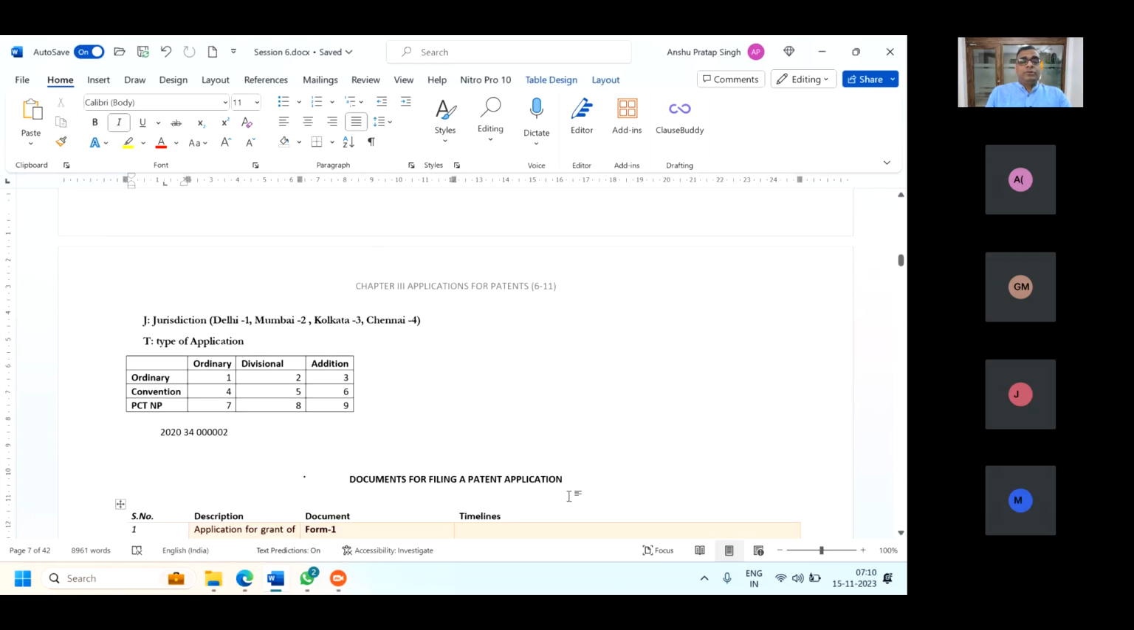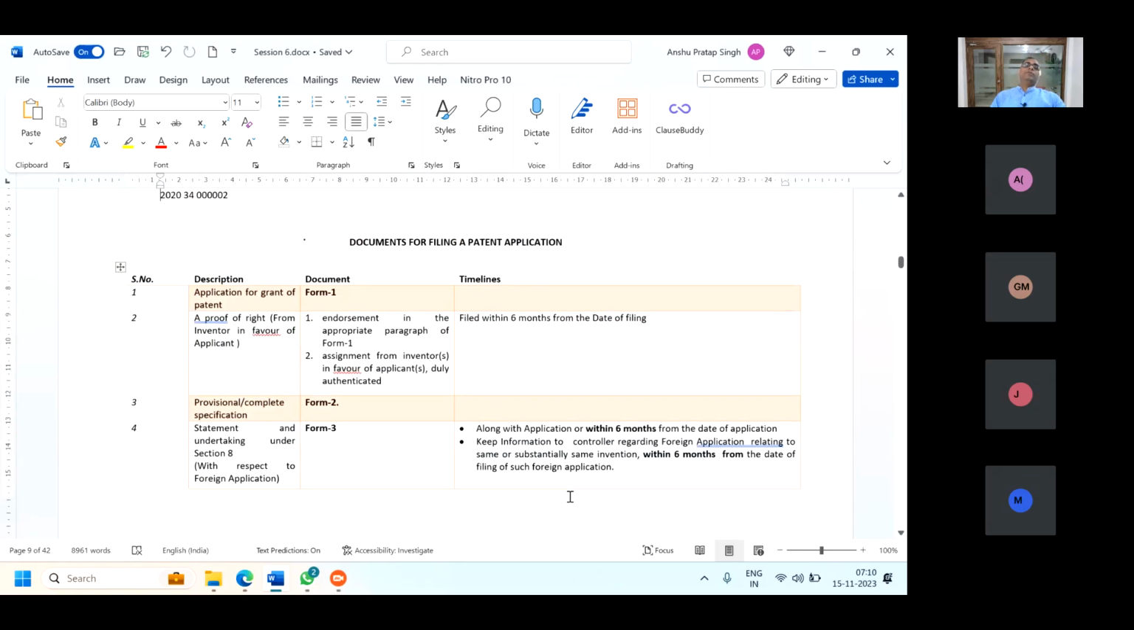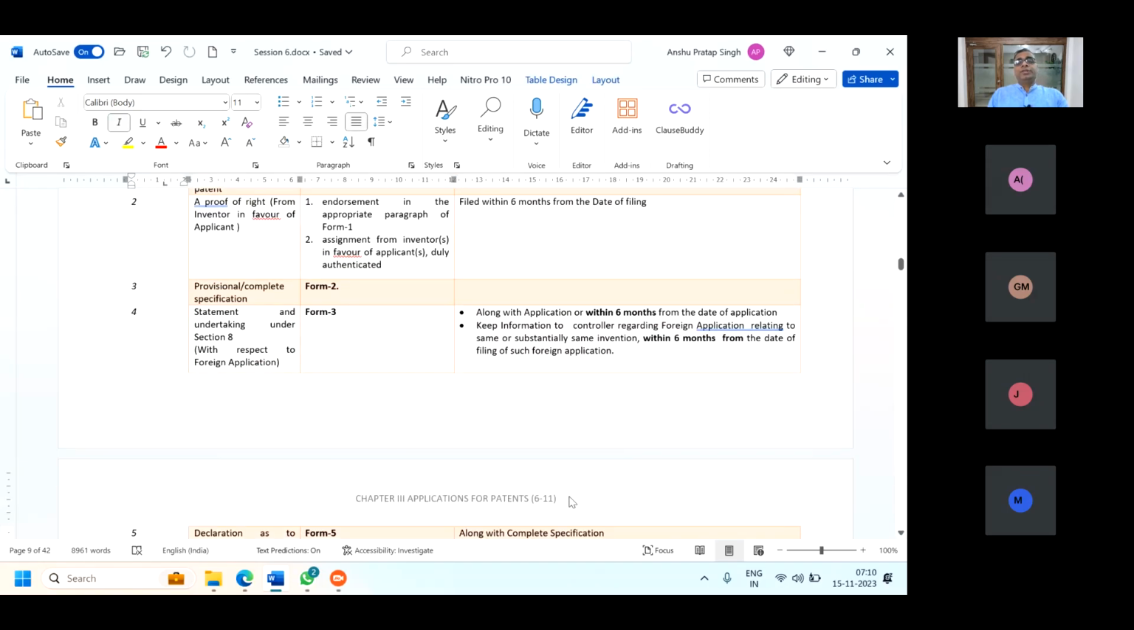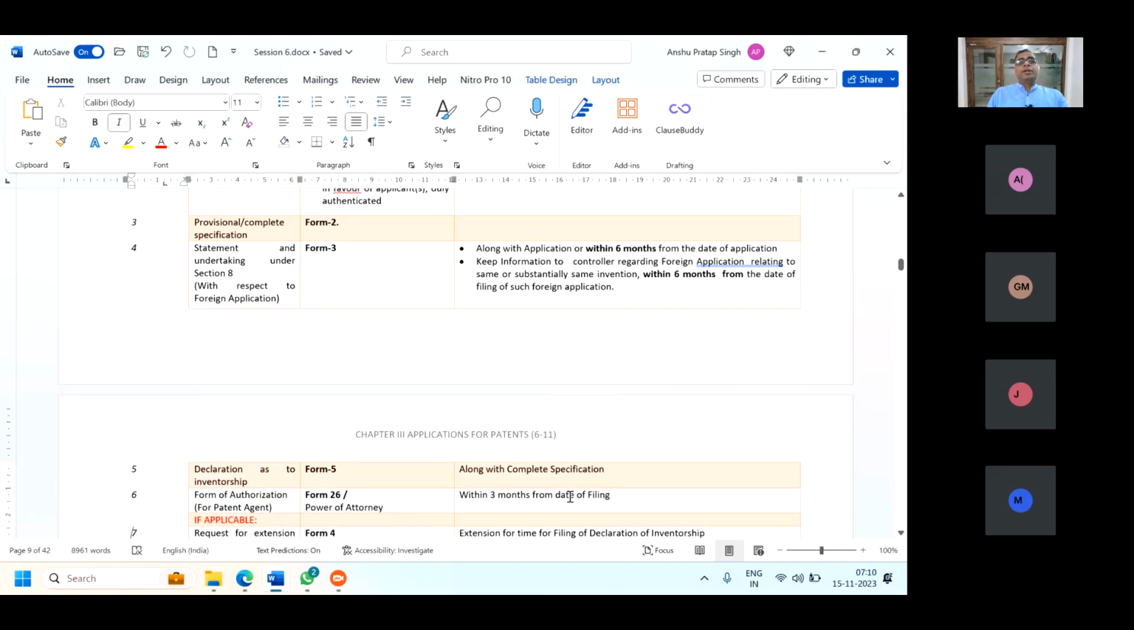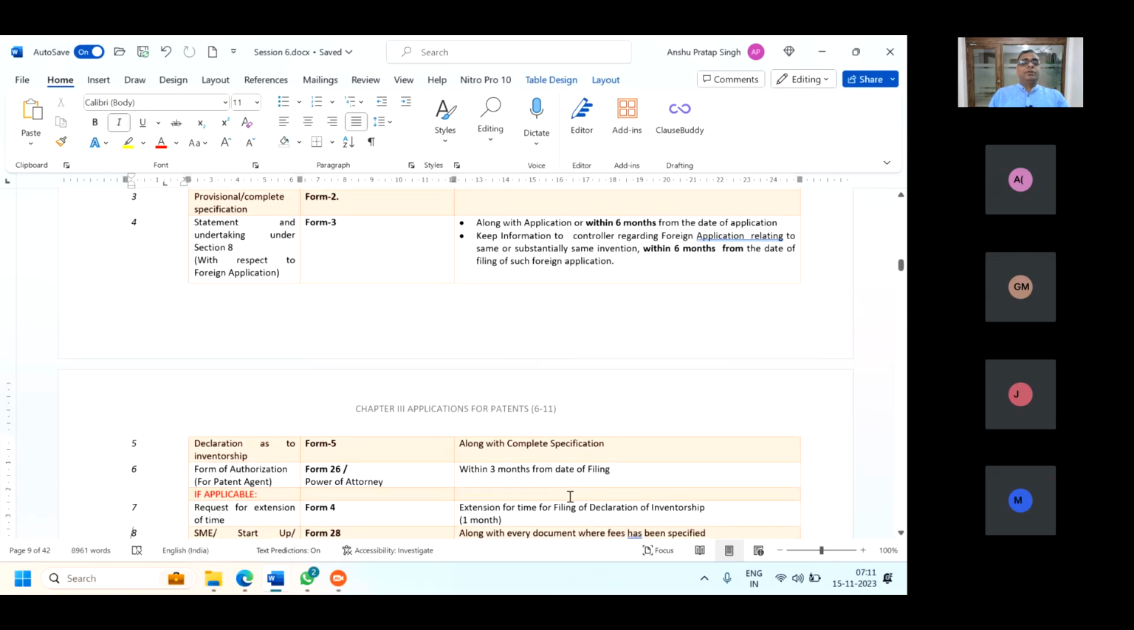Then these were the documents. Form 1 for filing. Proof of right can be in the form of an endorsement or assignment agreement. Provisional or complete specification has to be in Form 2. Section 8 statement and undertaking has to be in Form 3. Declaration as to inventorship should be in Form 5. Form of authorization, that is for a patent agent, should be in Form 26 or a power of attorney.